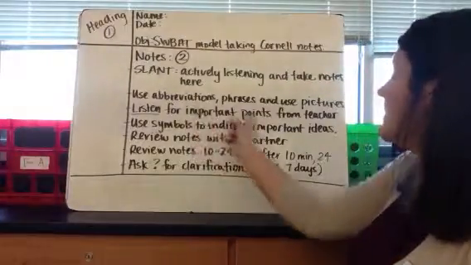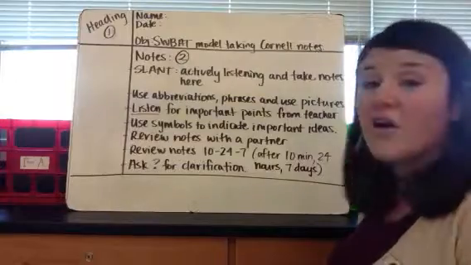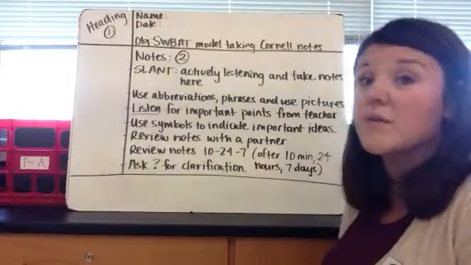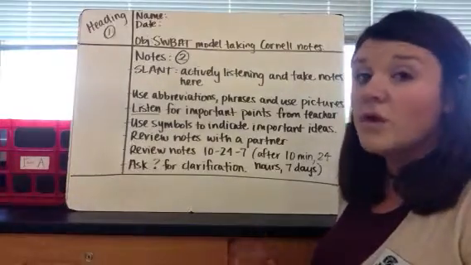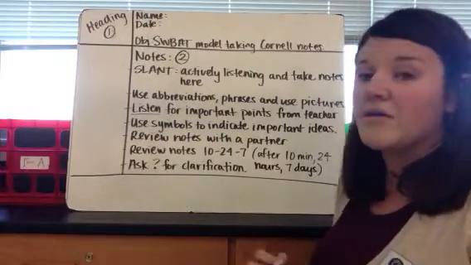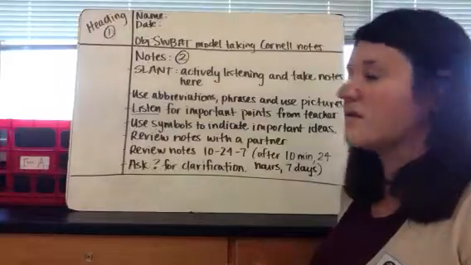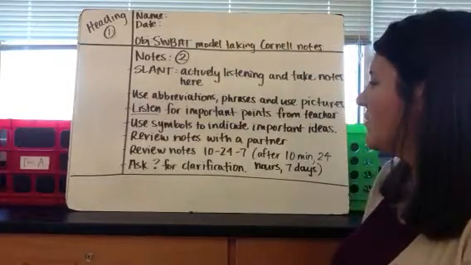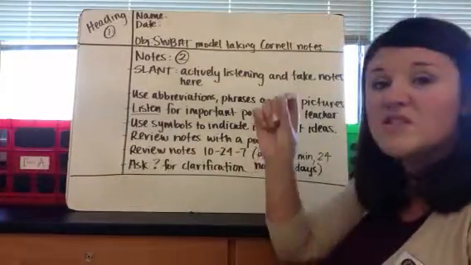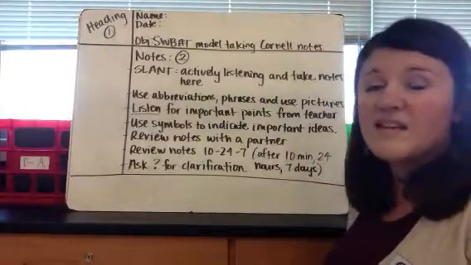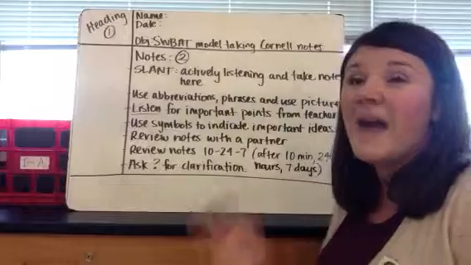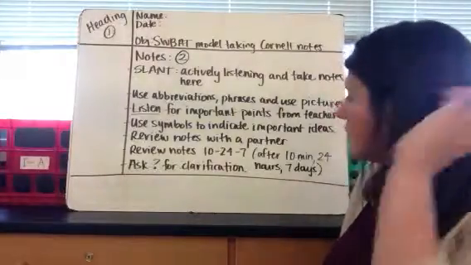Okay, next you need to listen for important points, maybe underline those or highlight those. I will tell you, this is something you need to write down. So you will know exactly, okay, I better note this somewhere in my note section, okay? Please use symbols, maybe stars or underlines or something to indicate important ideas. You can also use symbols when you go back to review over your notes, okay?